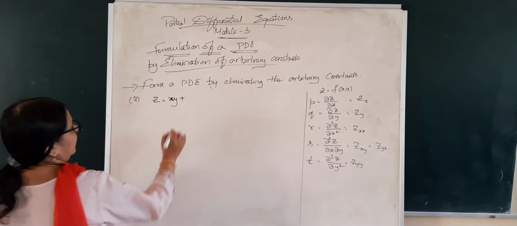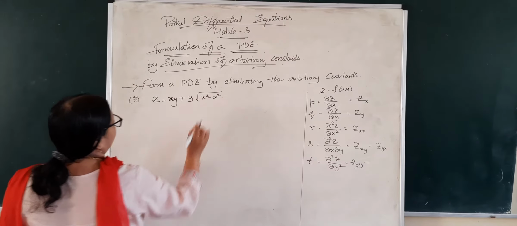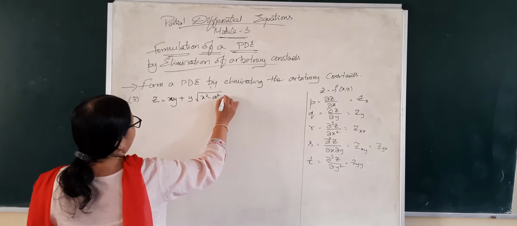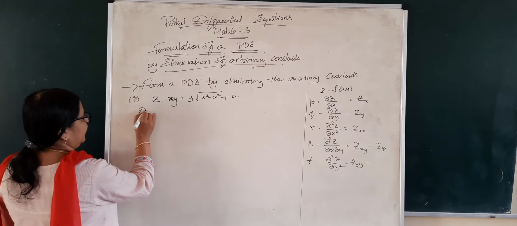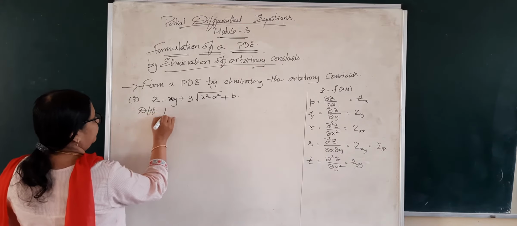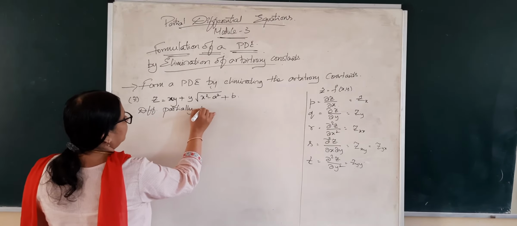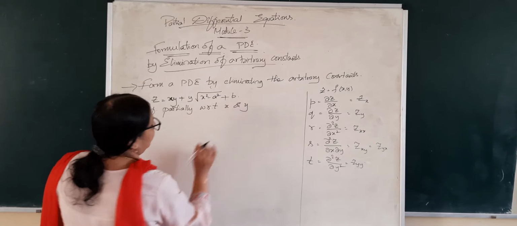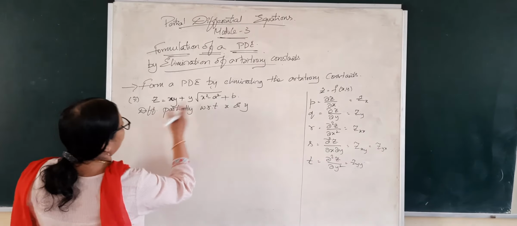xy plus y times under root of x square minus a square, plus b. There are two arbitrary constants, guys. So the first step, as usual, is to differentiate partially with respect to x and y. So when we differentiate partially with respect to x and y, what do we get?